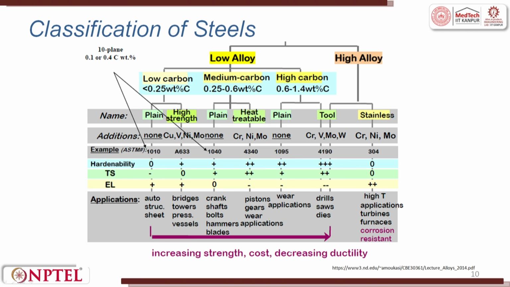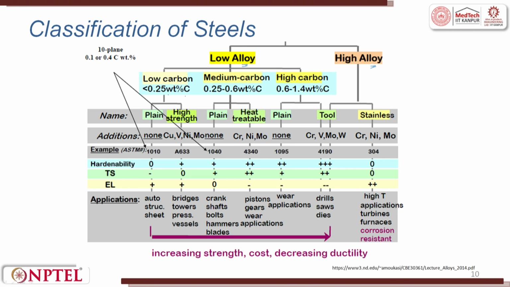So, if you look at the classification of steel, you can see here it is called low alloy and high alloy steel. Under low alloy, you can again have low carbon, medium carbon and high carbon. Low carbon is less than 0.25 weight percentage of carbon, then 0.25 to 0.6 weight percentage of carbon for medium carbon, and 0.6 to 1.4 weight percentage of carbon is for high carbon. And what are the other materials? Predominantly it will be iron.